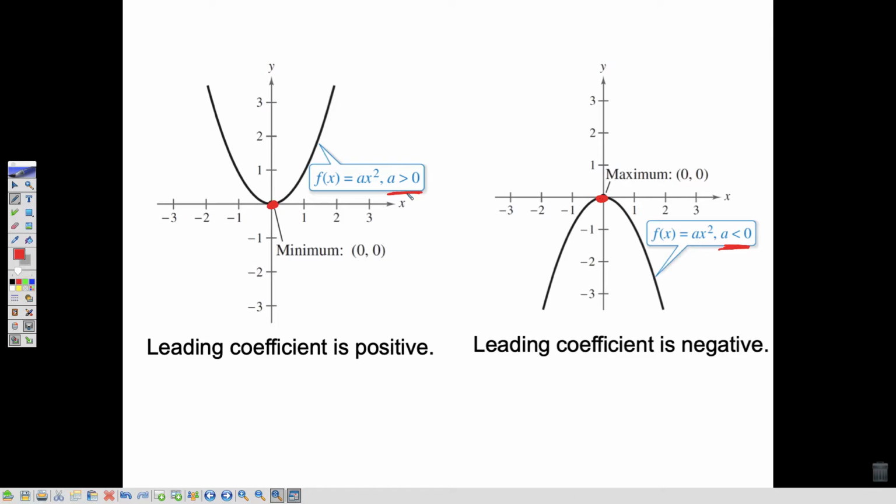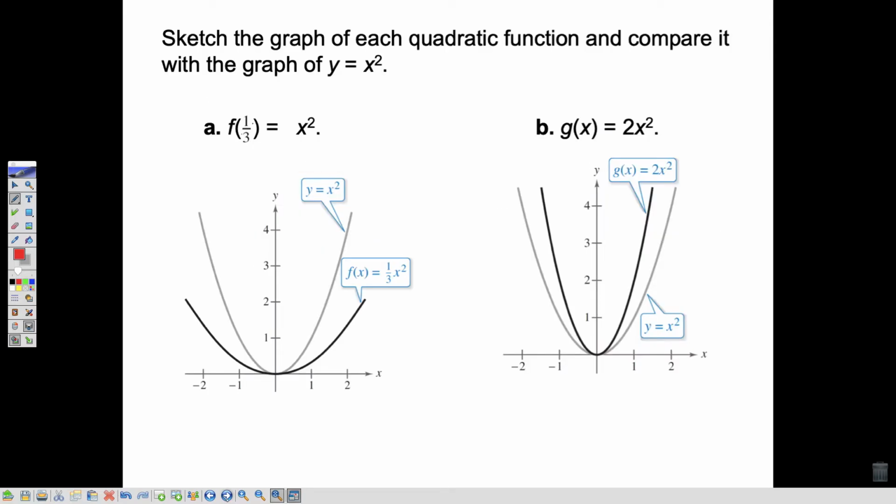Okay, so if it's going up, we have a minimum. If it's going down, we have a maximum. This is not hard stuff, is it? It's gonna get hard.